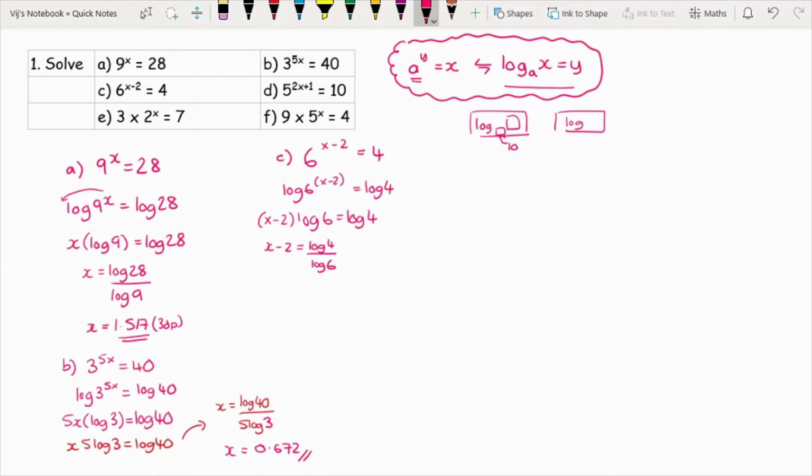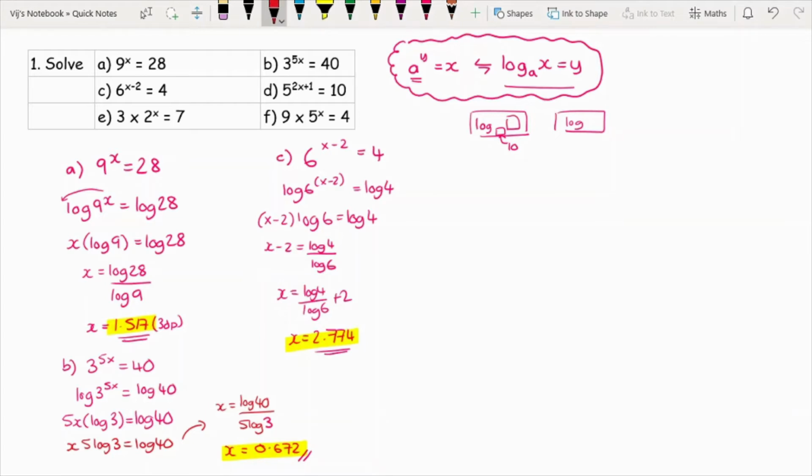a problem. So from this, we've not finished, so we've got x equals log 4 over log 6 plus 2, which gives us an x value of 2.774 to 3 decimal places. And let's just highlight these answers so you can see whereabouts they are.